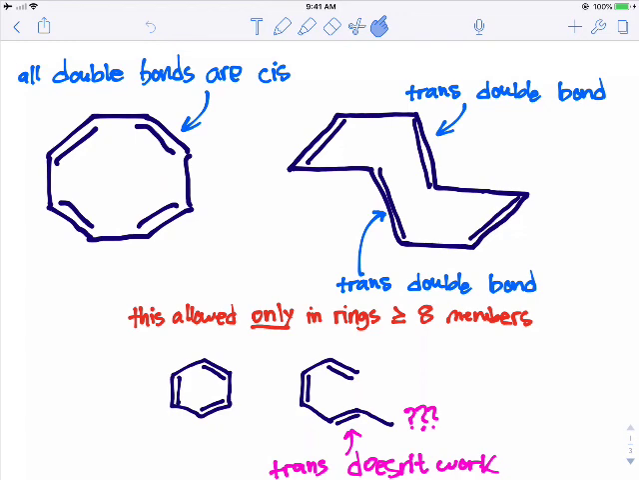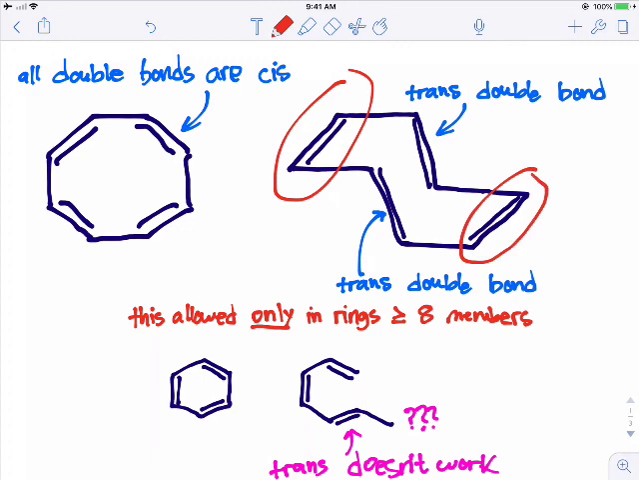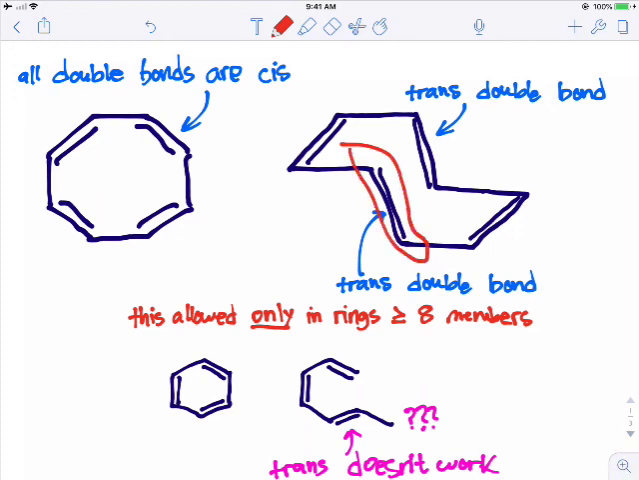But there's another version of cyclooctatetraene where two of the double bonds are cis. The cis double bonds are here and here. But two of the double bonds are trans. You'll see that these double bonds kind of zigzag right there and right there. Their geometries are different. That is allowed only in rings with 8 or more members in the ring. So cyclooctatetraene has 8 members in the ring, so you're allowed to have trans double bonds in a ring.